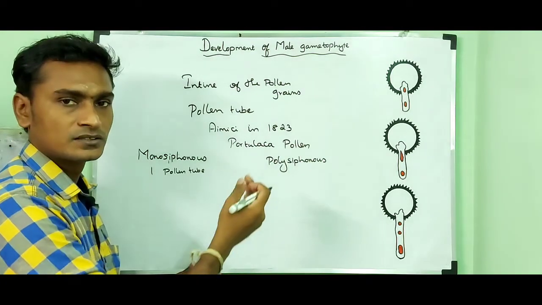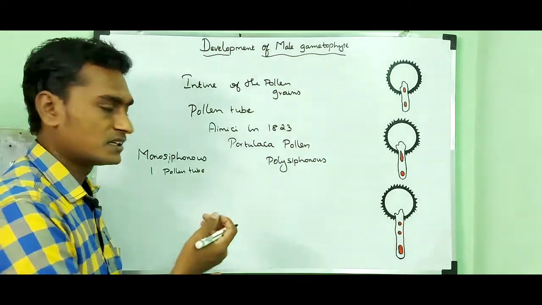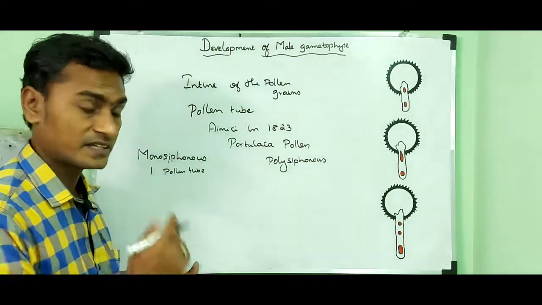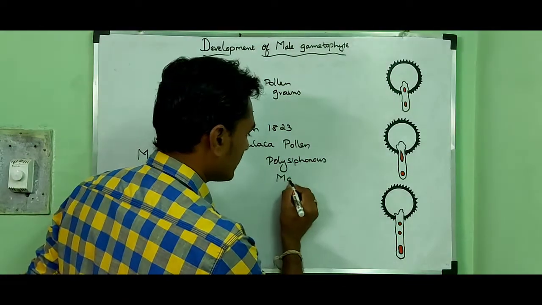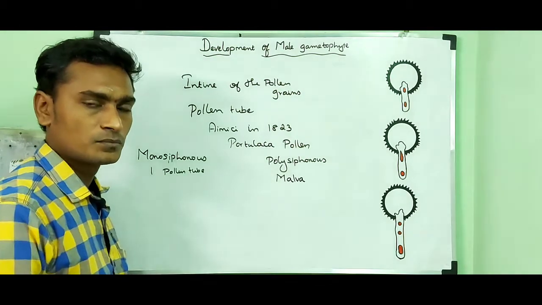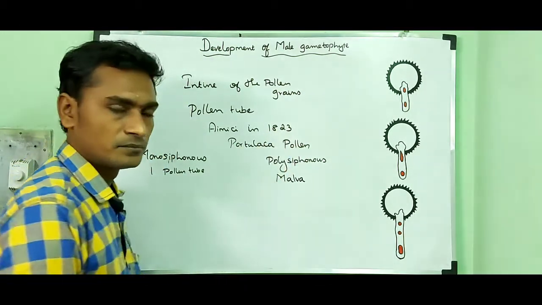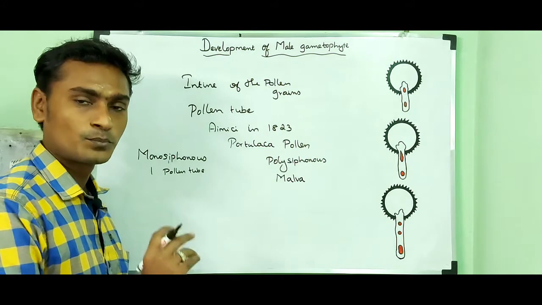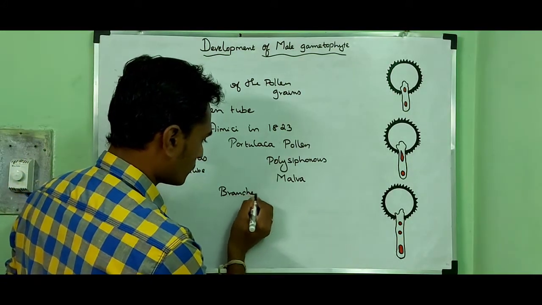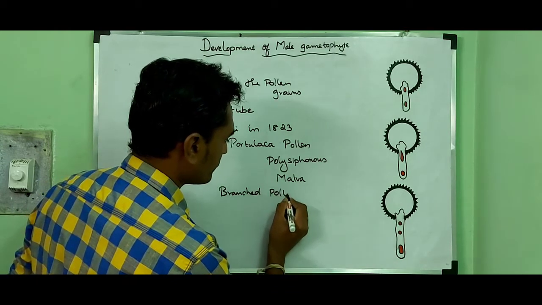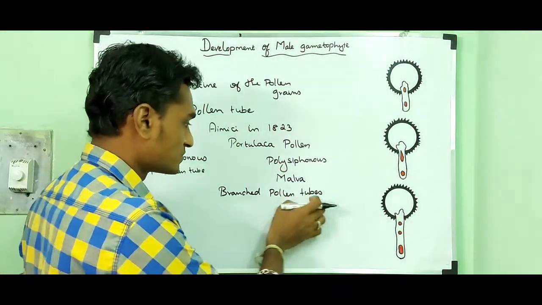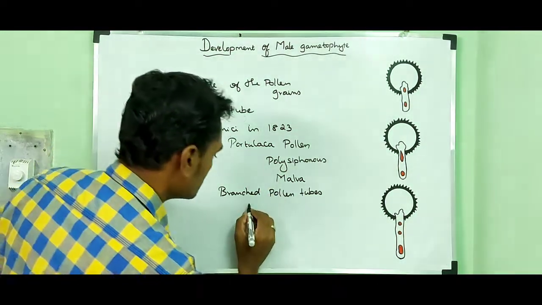சரிங்களா? ஒன்றுல இருந்து ஒரு 3 pollen tubes அதால என்ன பண்ண முடியும்? Produce பண்ண முடியும். That is why it is called as polysiphonous. Example, Malva. In Malva, the pollen grains are able to produce more than one pollen tube. சரிங்களா? In some cases, pollen tubes are branched. So in some cases, branched pollen tubes are seen. Example, Cucurbita.